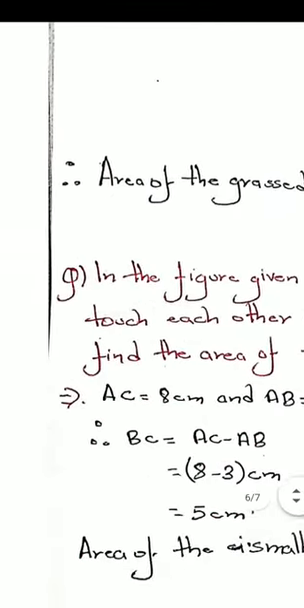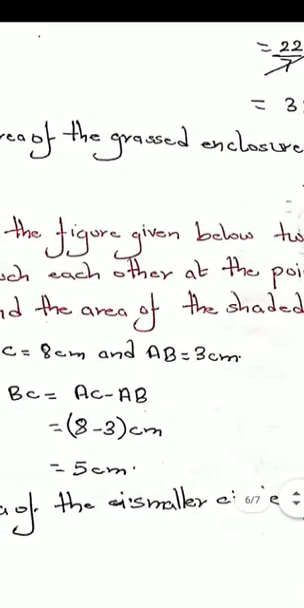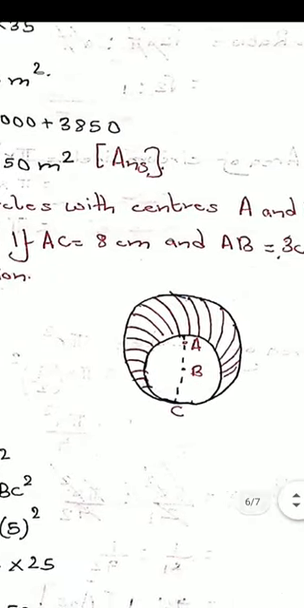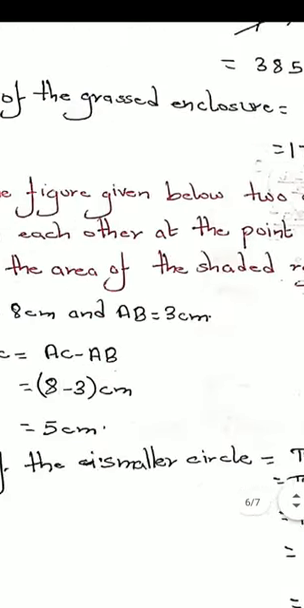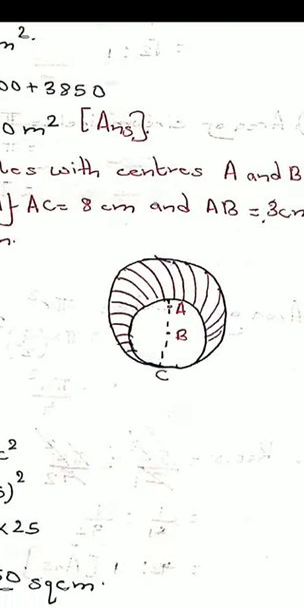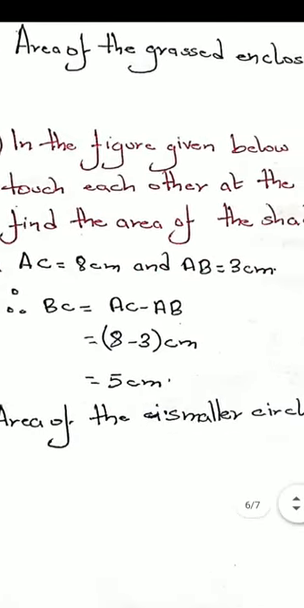So let's go to the next problem. In the figure given below, two circles with centers A and B touch each other at the point C. If AC equals 8 centimeter and AB equals 3 centimeter, find the area of the shaded region. If you see this diagram, these are not concentric circles. Concentric circles are those having the same center, but in this case the centers are B and A, right? So AC equals 8 centimeter and AB equals 3 centimeter.